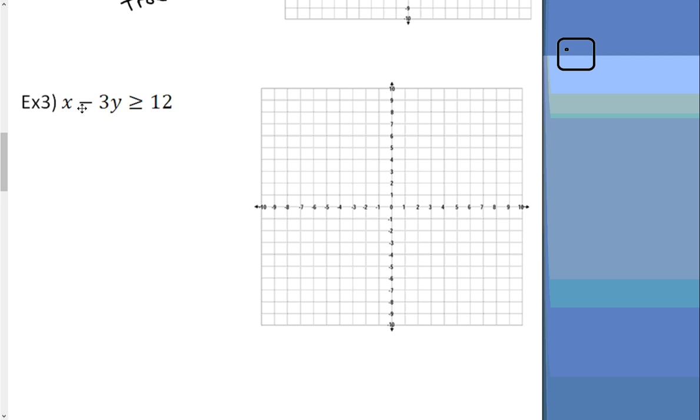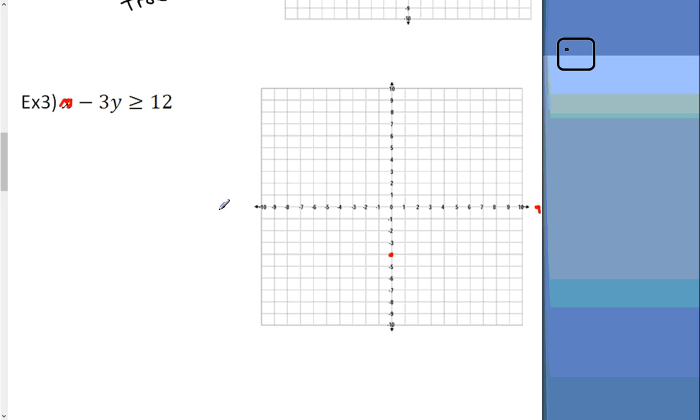I'm going to cover up the y first, so ignore this. Basically, in your mind, you would kind of just scratch this out, right? Don't even look at it. So I have x is greater than or equal to 12, so at 12 I put an x. So dot, dot, about right here would be a 12, somewhere right around there. And then to find the y-intercept, I cover up the x, which basically means get rid of it, and I have negative 3y is greater than or equal to 12, so y is negative 4. So I got a dot here, right?